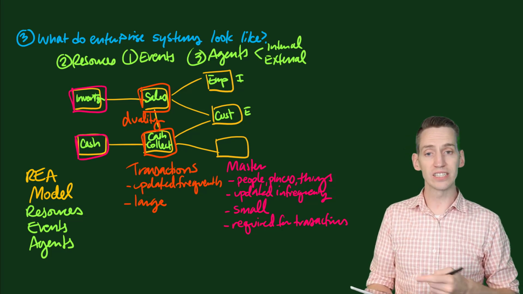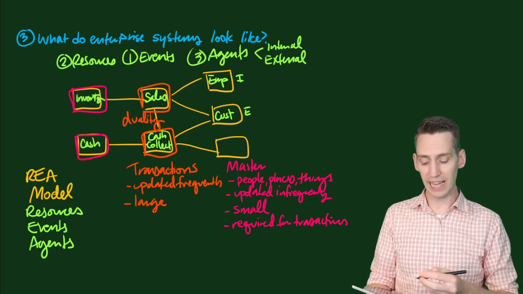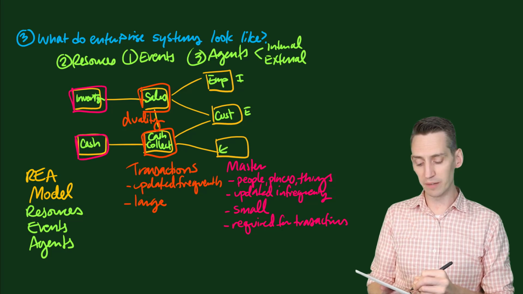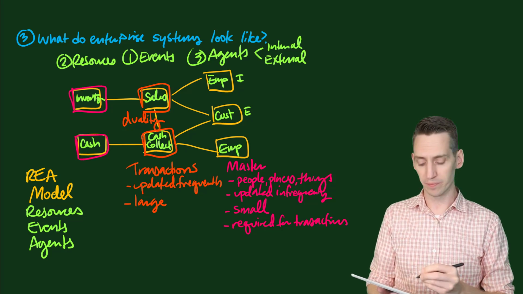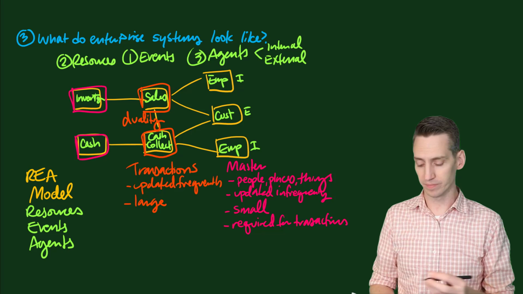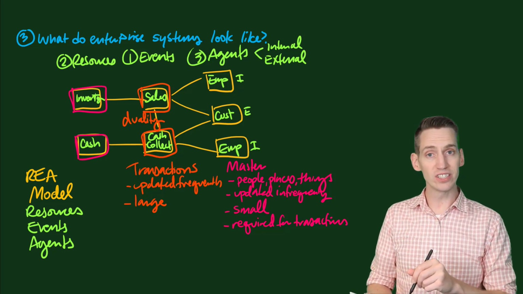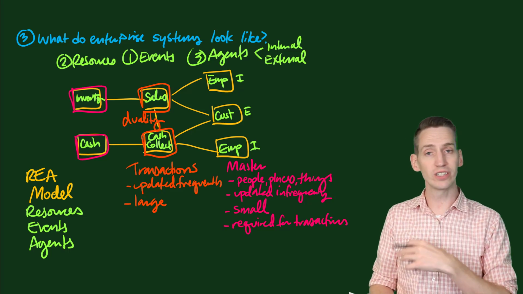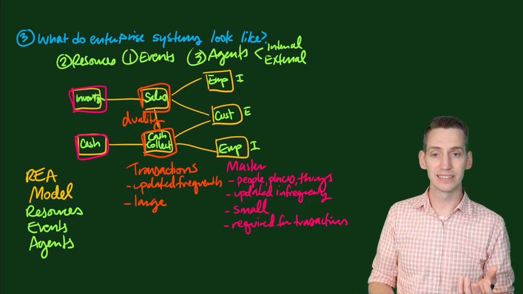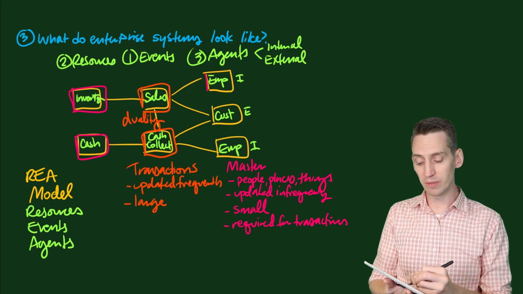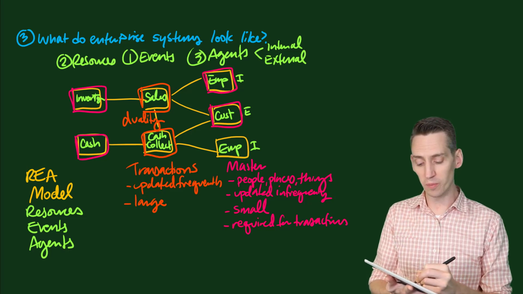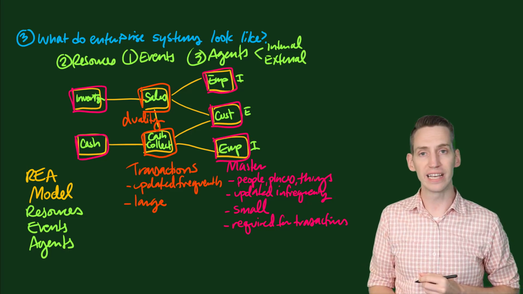Likewise, with cash collections, that customer is going to give us cash, and it's going to be collected once again by an employee, probably a cashier. So what type of data are these agents? Do they change frequently or do they change occasionally? Well, we would expect employees and people and things to all be examples of master data.